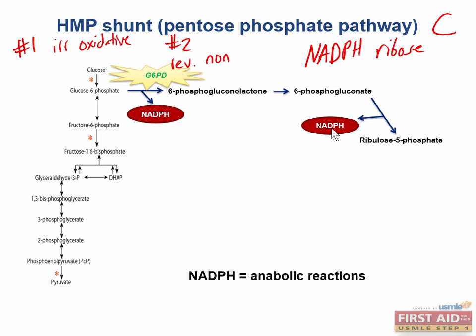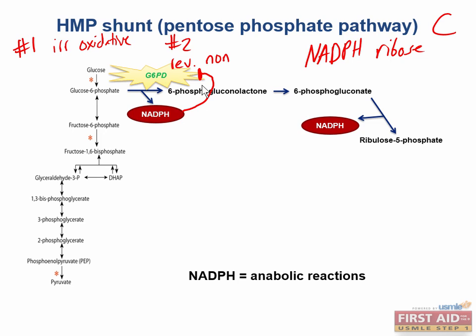NADPH can be used in reductive and anabolic reactions, such as in glutathione reduction in red blood cells and cholesterol synthesis in the liver, which is why this pathway is most active in lactating mammary glands, the liver, the adrenal cortex, and red blood cells, or erythrocytes. If the cell already has plenty of NADPH available, this pathway will become shut down, since NADPH is going to inhibit the rate-limiting step in this reaction, G6PD. So it's going to actually inhibit it.